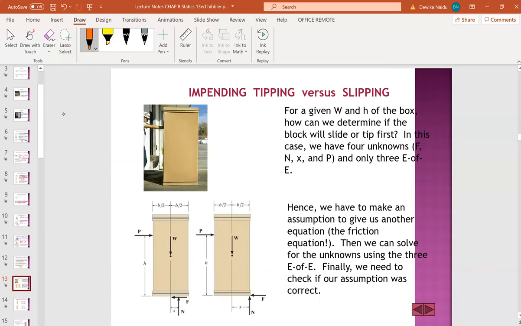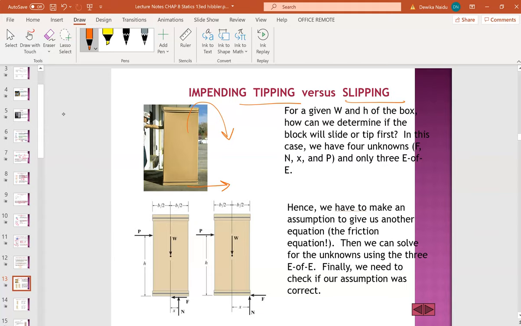Now I'm going to move on to slipping and tipping. Remember what I told you about slipping and tipping. Tipping is if this thing falls this way. Slipping is if this thing slides. Another word for slipping is sliding. Let's look at this. There is a very good explanation in the textbook, so you can just look at the textbook page.